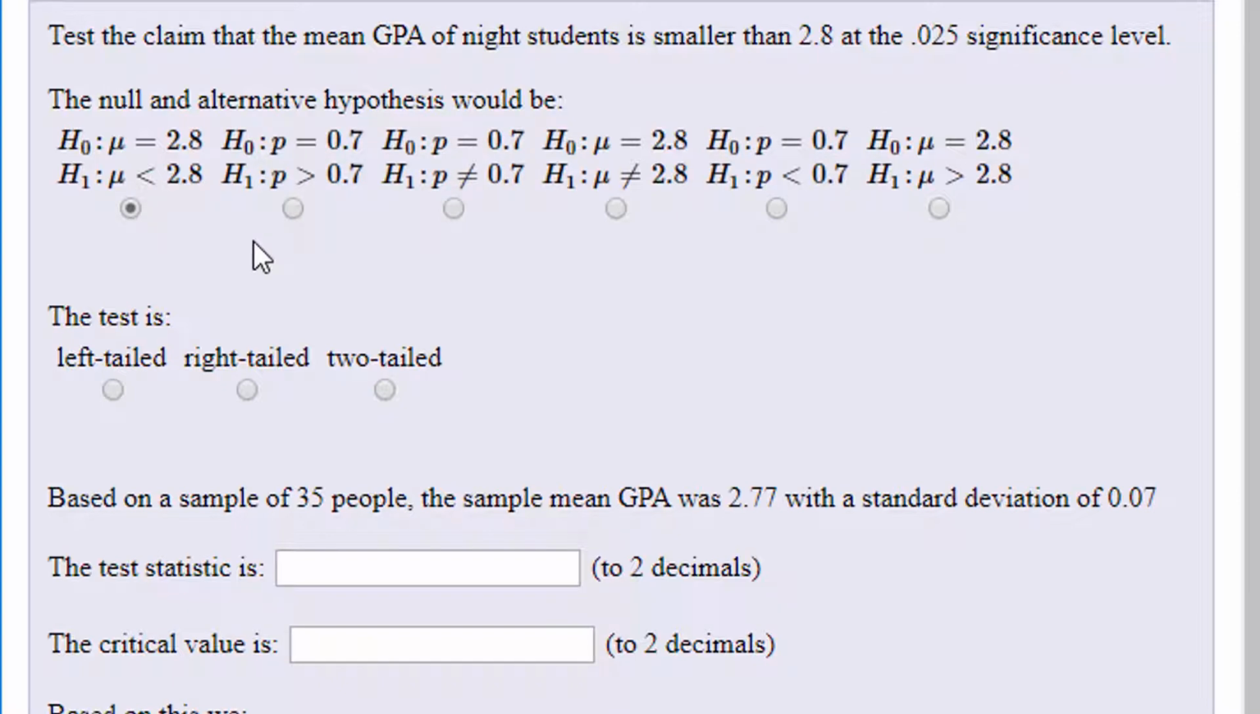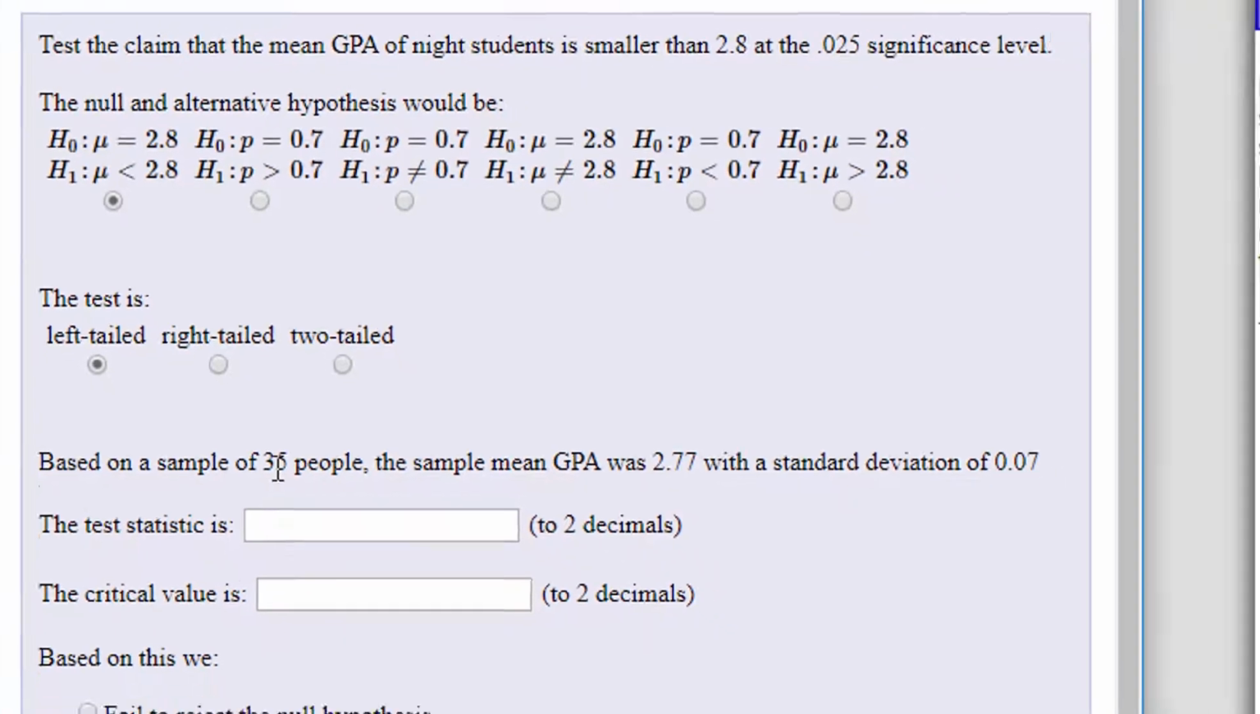And it asks whether this test is left-tailed, right-tailed, or two-tailed. If we are testing whether the parameter is less than some value, that's a left-tailed test. If we were testing greater than, it would be right-tailed, and if we were testing not equal to, that would be a two-tailed test. So this is left-tailed. Now we're given the summary statistics, so we can use this to calculate the test statistic and the critical value and to see whether we reject or not. So this is using the classical approach.